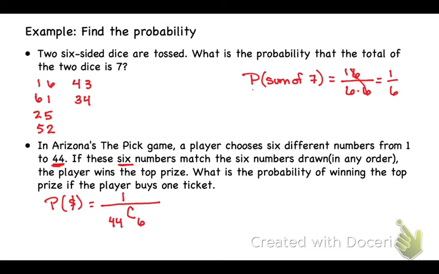Now, I personally am not going to list all those out. You? Why? List the different number of combinations of 1 through 44. No, I am not going to. Not either. Okay, so I have 1 over 44 factorial over 38 factorial times 6 factorial. Did I subtract right?